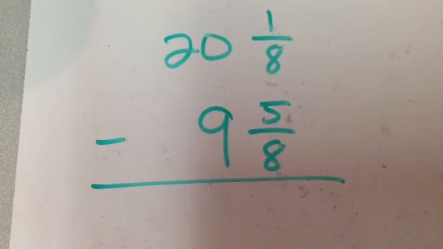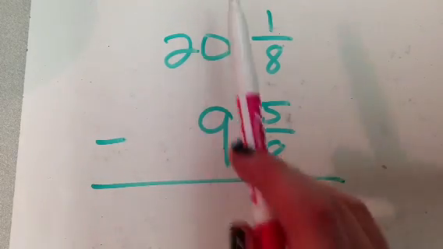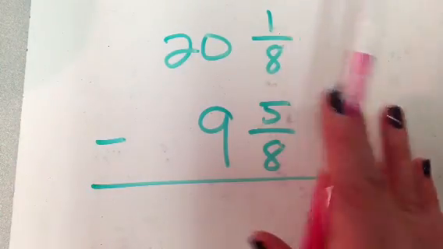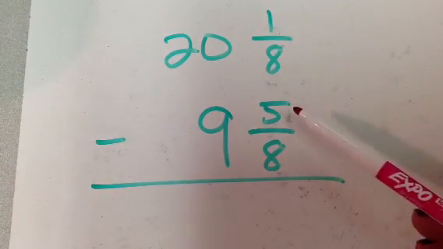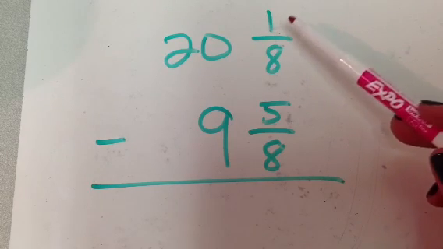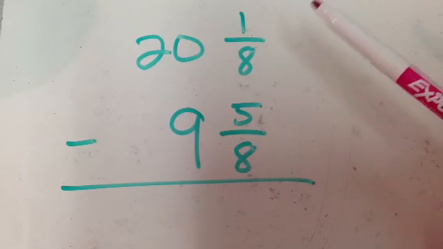Here I have 20 1/8 and I'm subtracting 9 5/8. Okay, so over here, this part probably not any problem, because remember I'm going to subtract my whole numbers separate from my fractions. But look at this. Can I take 5 from 1? No, I can't. That 1 is smaller. So I have to borrow, okay?